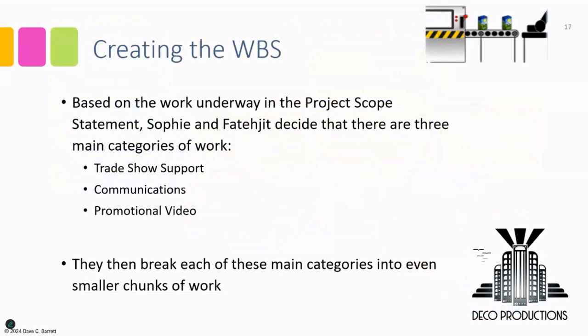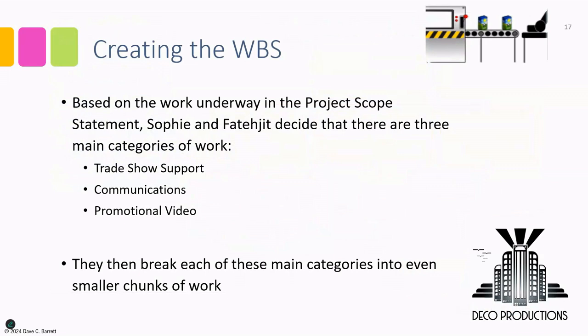Okay, so in that video, we saw the work that was underway. And based on the work underway in the project scope statement, Sophie and Fatijit decide that there are three main categories of work. So in this instance, the approach they're taking is somewhat of a top-down approach to creating the WBS, which is they viewed the different deliverables and decided that the level 2 would be trade show, communications, and promotional video. Those are the main three categories of work.